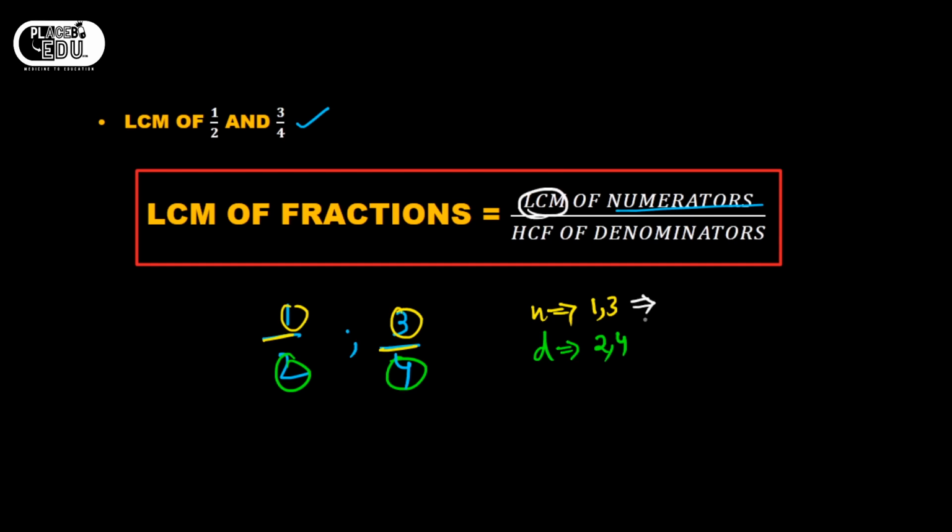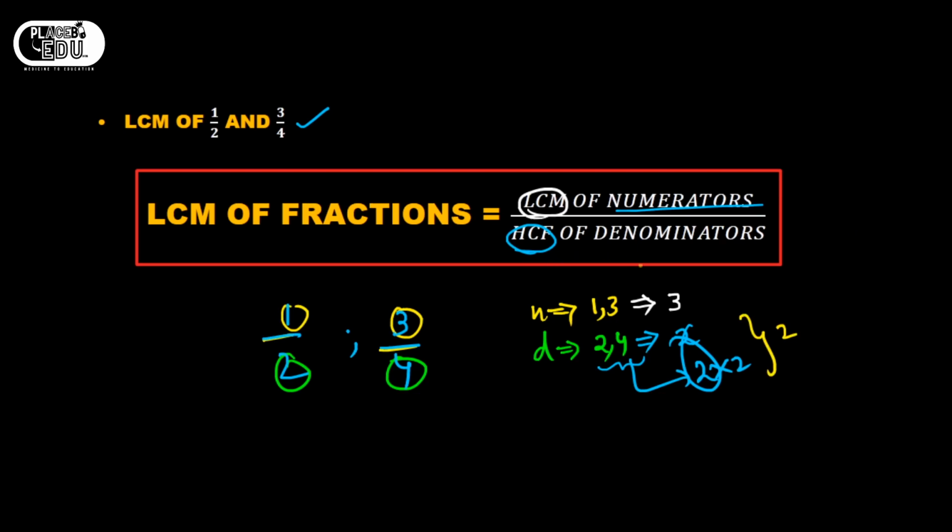Now the next step is to find the LCM of numerators. LCM of 1 and 3 is nothing but 3, right? You better check the previous videos for finding the LCM. I gave the link in the description and the i-card. And the next step is the HCF of denominators. The denominators are 2 and 4, so I need to find the HCF. I have to do the prime factorization, right? 2, and for 4 it is 2 by 2, and the common thing is 2. Therefore, the highest common factor, that is HCF, is 2.